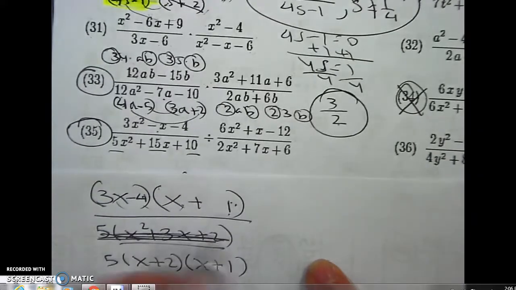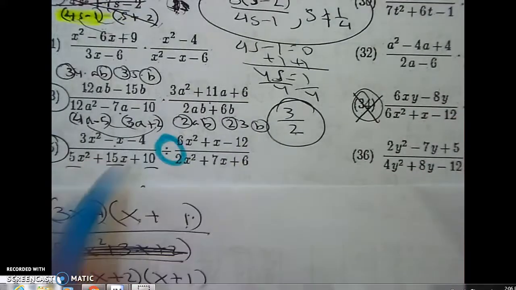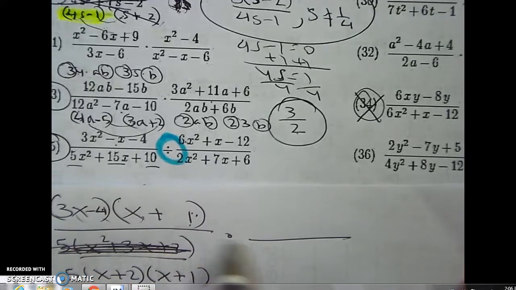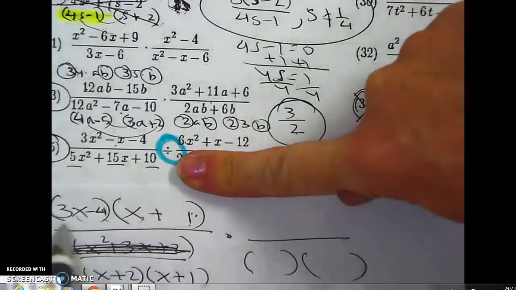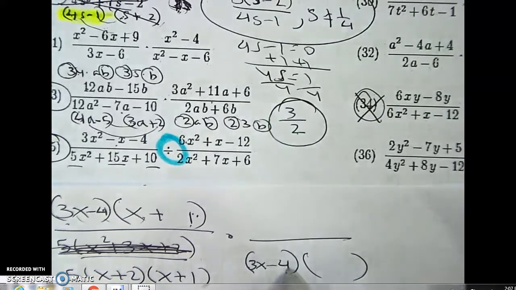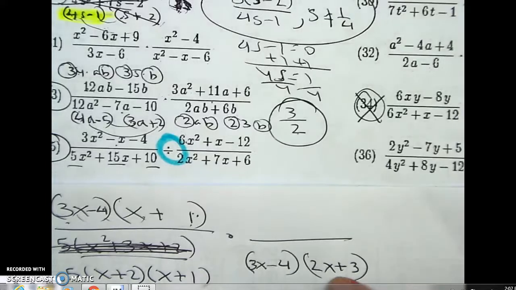So I better cross that off. Now dividing, ooh, I should have circled that in the beginning. Dividing means I flip. So whatever I have on top is really going to be on the bottom. So I'm going to focus here. And I feel like it's going to be 3x minus 4. And 3 times 2x plus 3. Let's see if I'm right.